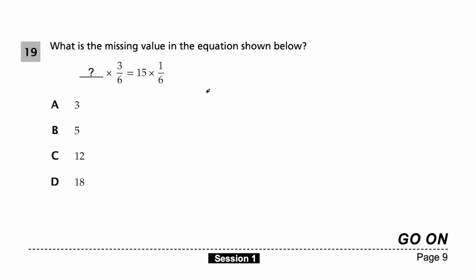Question 19, what is the missing value in the equation shown below? And for this question, it helps to know that any whole number you could write as that whole number over 1. And for a case like this, 15, I could write 15 as 15 over 1 because 15 divided by 1 is equal to 15. So this is equivalent to what I started with. And now I'm going to write 15 times 1 over 6 as 15 over 1 times 1 over 6.